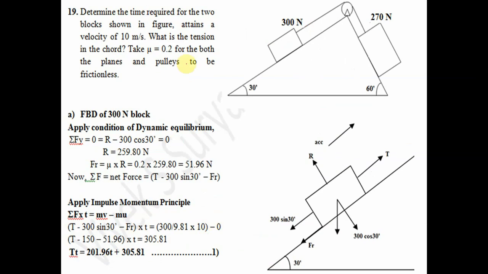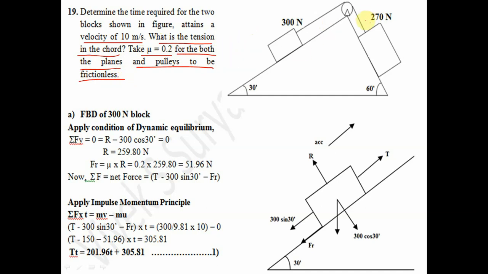The next is: determine the time required for two blocks, as shown in figure, to attain a velocity of 10 meter per second. What is the tension in the cord? Take mu is equal to 0.2 for both the planes and pulleys to be frictionless. Understand?